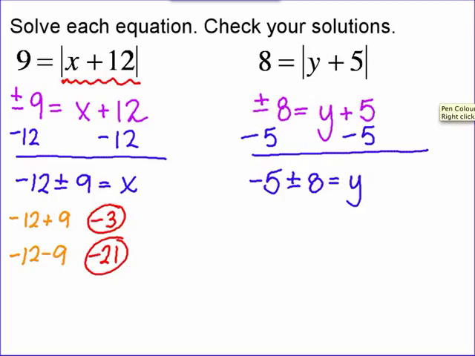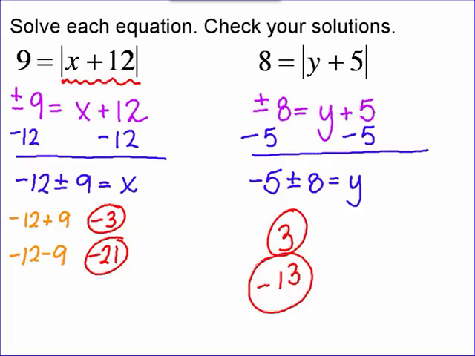Okay, so let's try and do this without writing down both. Let's try and kind of move that up a little bit. So negative 5 plus 8. 3. Negative 5 minus 8. Negative 13. Very good. There are your two solutions. Okay. So far, so good? Questions?